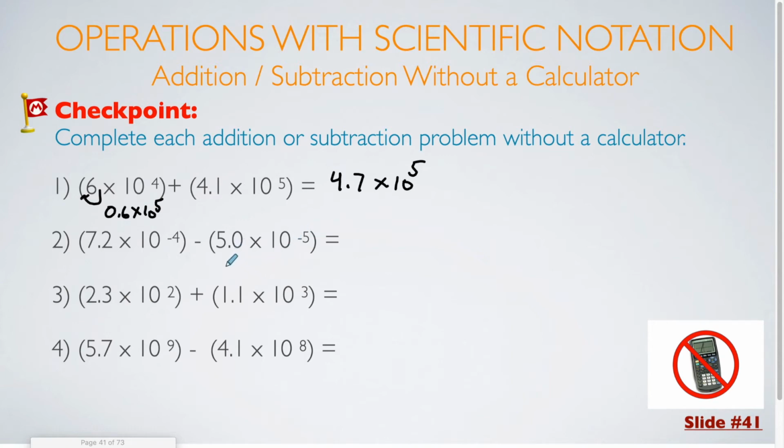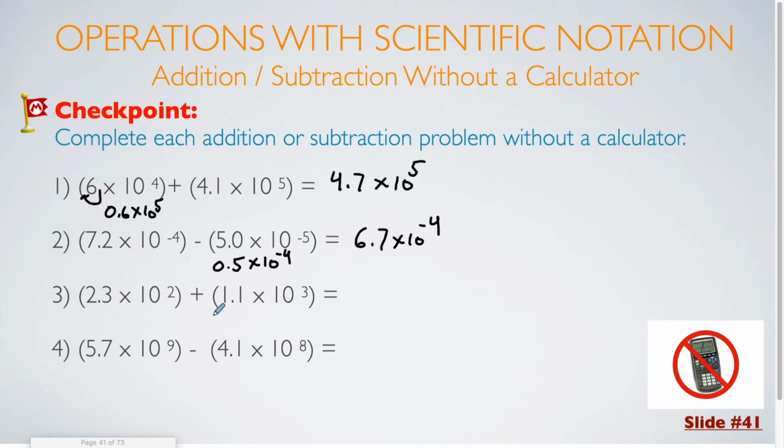To do that, I'm going to slide this decimal one spot to the left. So it's going to become 0.5 times 10 to the -4th power. Once I do my subtraction, I'm going to end up with 6.7, and then the times 10 to the -4th is going to carry through.